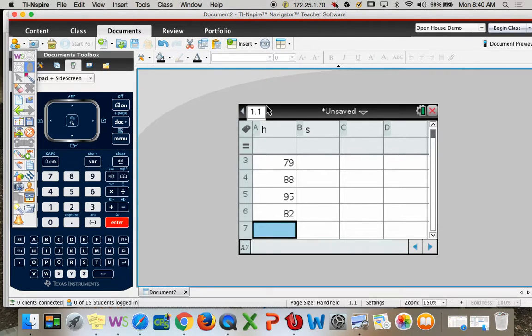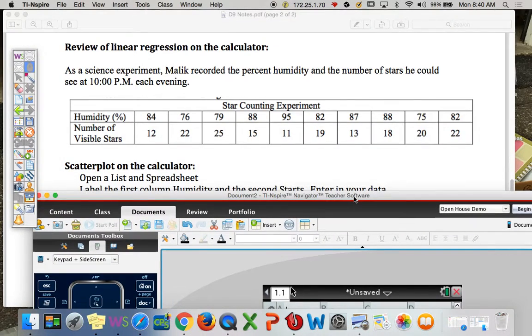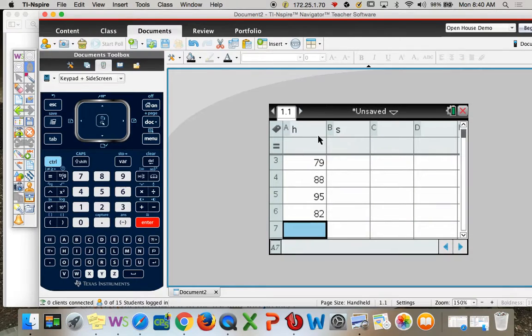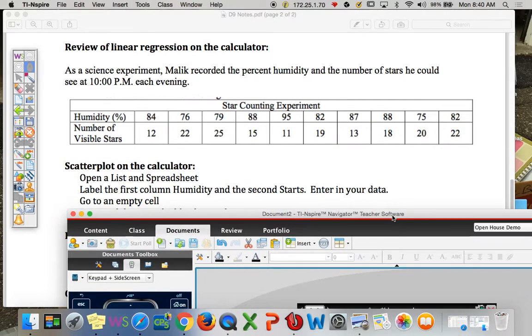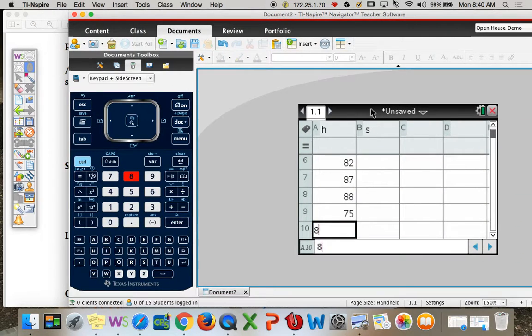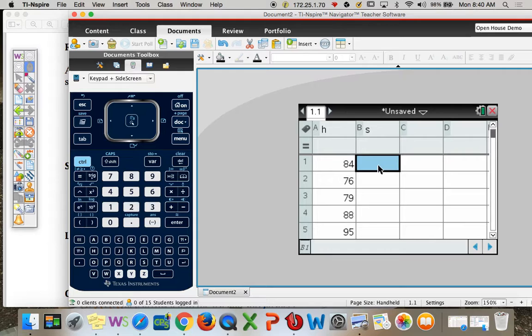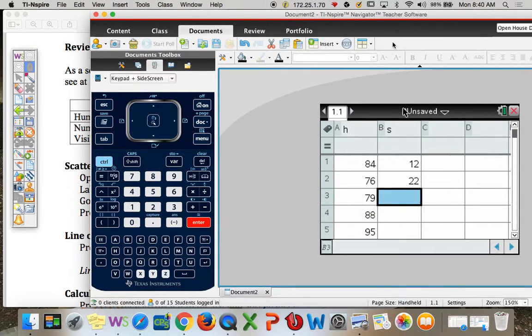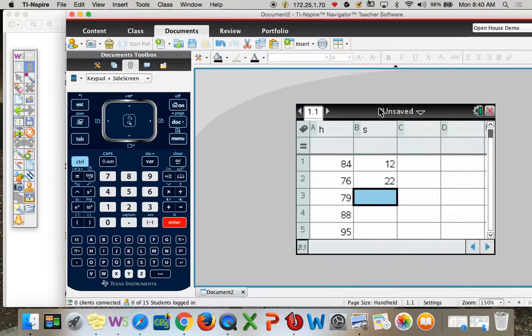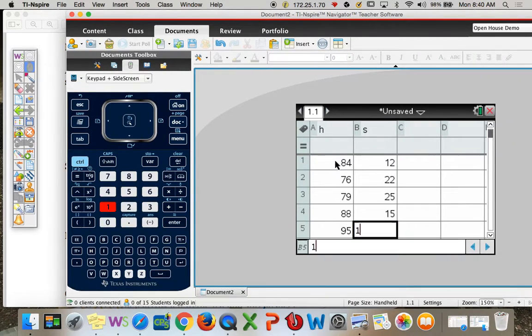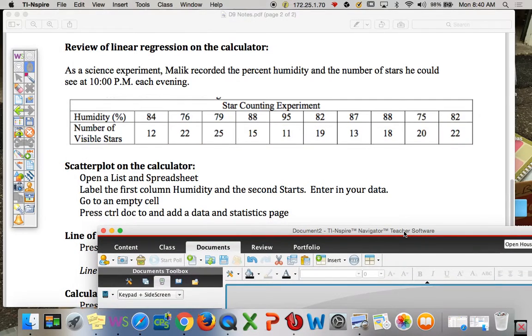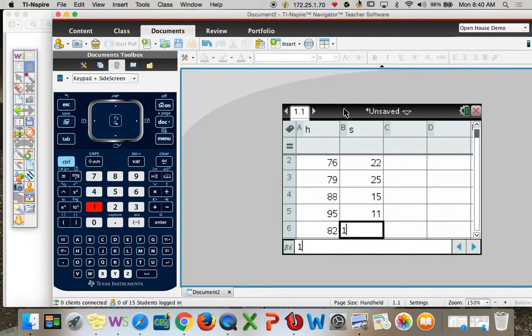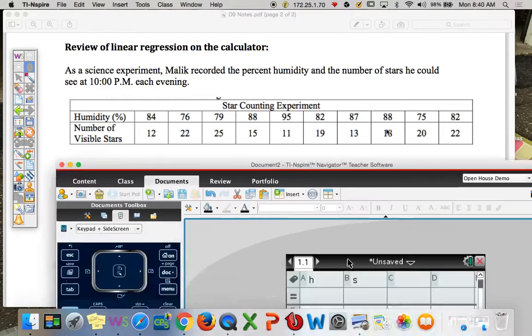82, 87, 88, 75, 82. Okay, and then I'll go back up to the top, and I will type in the visible stars. We got 12, 22, 25, 15, 11, 19, 13, 18, 20, 22.